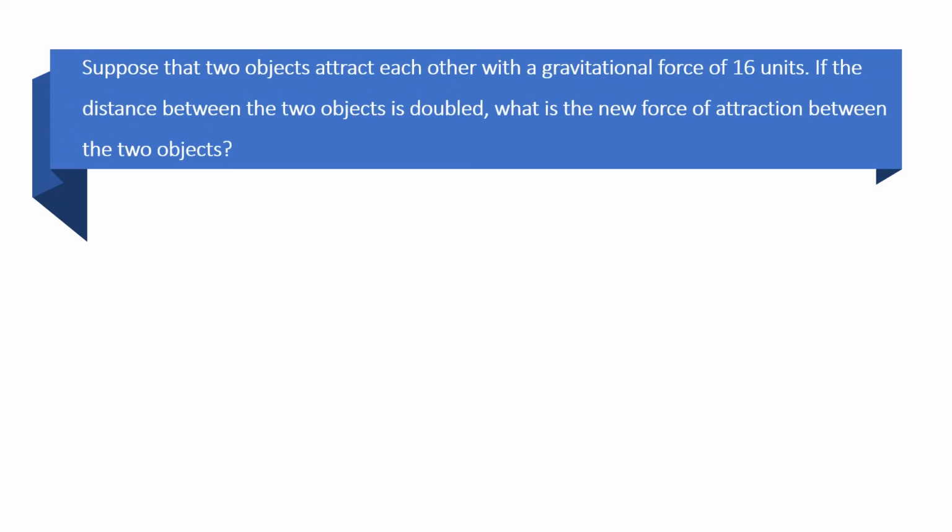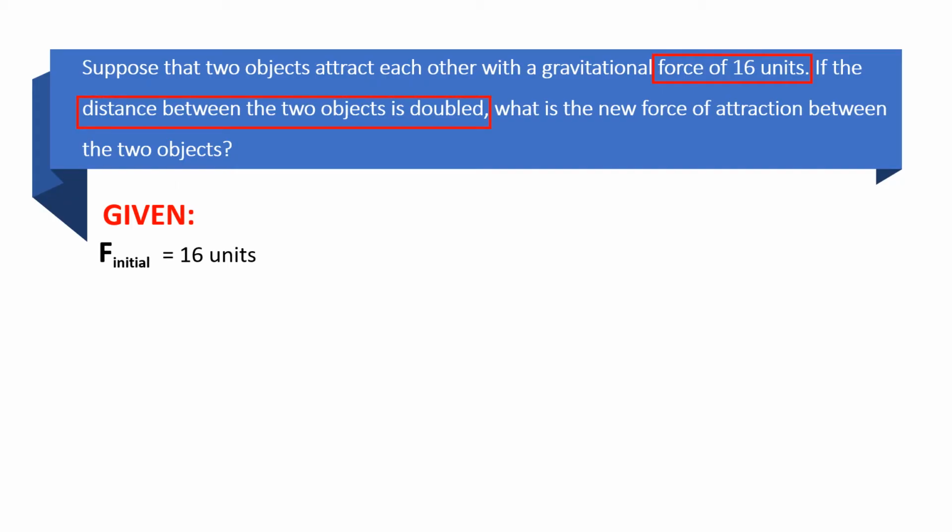Okay. Suppose that two objects attract each other with a gravitational force of 16 units. If the distance between the two objects is doubled, what is the new force of attraction between the two objects? Okay, to solve this problem, we need to find the given. As you can see in the problem, the given is the value of the force or gravitational force, which is equivalent to 16 units. So you just have to write it down on the given part. So we have F initial, or the initial force, which is equivalent to 16 units.